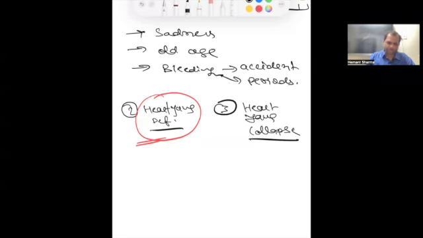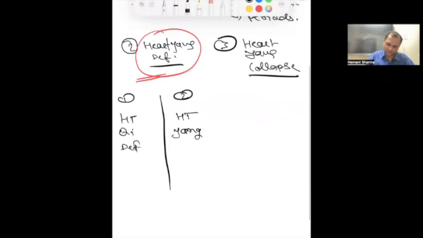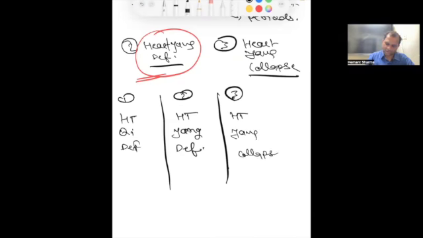So remember here. When the person is suffering with heart chi deficiency, it's condition number 1. Then the person is getting heart yang deficiency, it's condition number 2. Then the person is suffering with heart yang collapse, it is condition number 3.